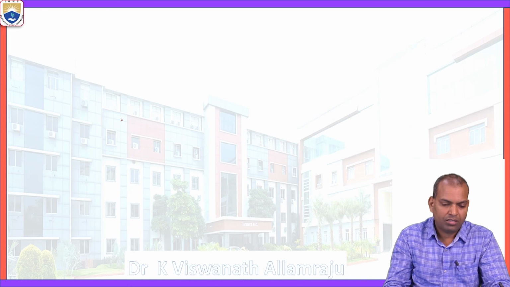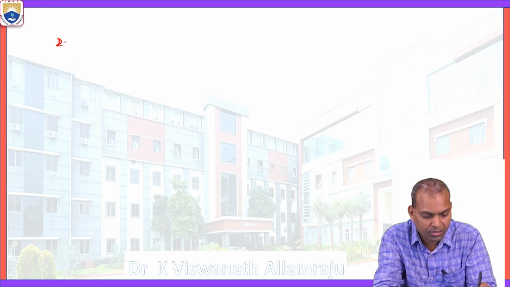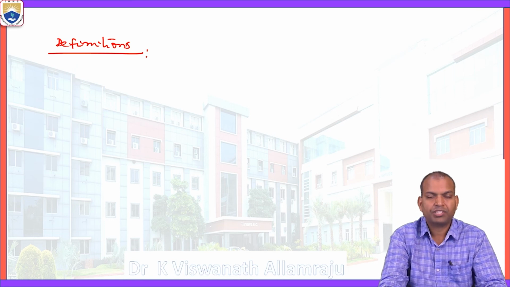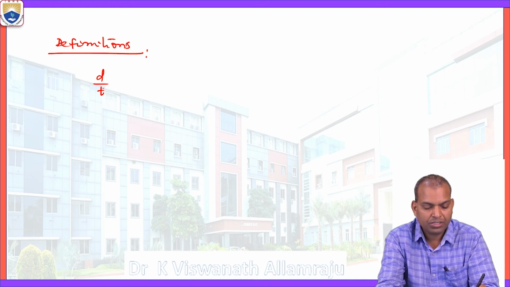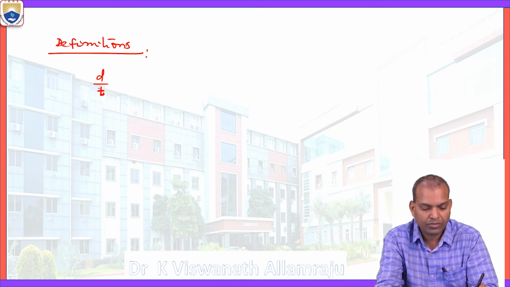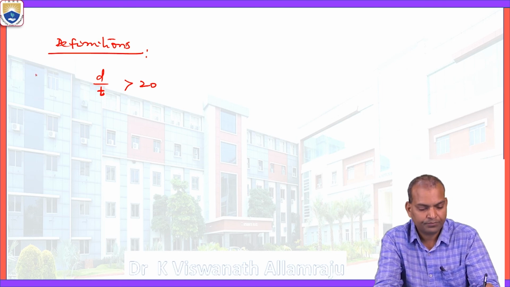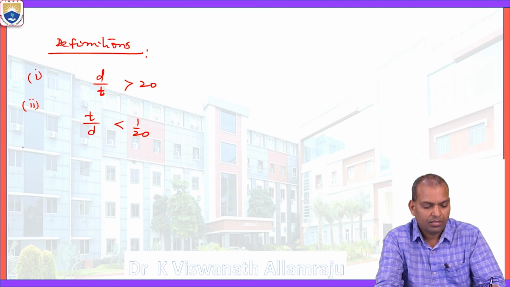Now what are the basic equations here? What are the basic things? What are the definitions we followed here? Important definitions in order to solve the problems or understand the knowledge here. Here the D by T ratio, the internal diameter of the thin cylinder and the thickness of the wall of the cylinder, should be more than 20. Then that type of cylinder is known as the thin cylinder or thin shell. The second one, in another manner, is that T by D should be less than 1 by 20, that is thickness to diameter, whereas the previous is diameter to thickness.